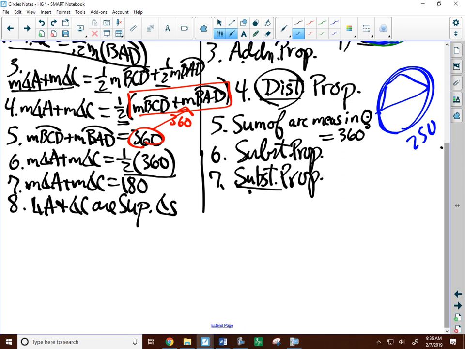What about B and D? I'm just going to do A and C. I'll tell you in a second what those are. What's the reason I wrote here? It's a vocab word, definition of supplementary angles.